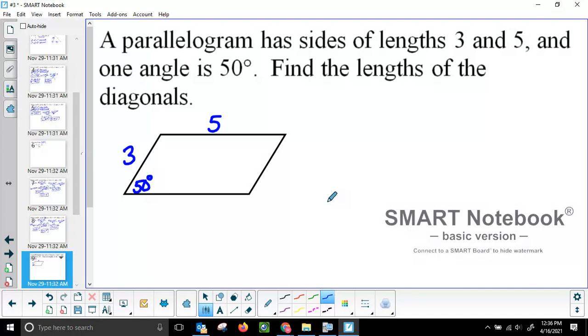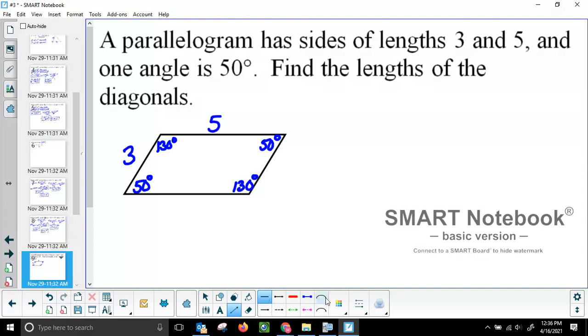Okay, so we do need to remember some things about parallelograms from geometry. One of them is that consecutive angles are supplementary. So if this is 50, this has to be 130. This also has to be 50, and this also has to be 130. And then, of course, this is 3, and this is 5.